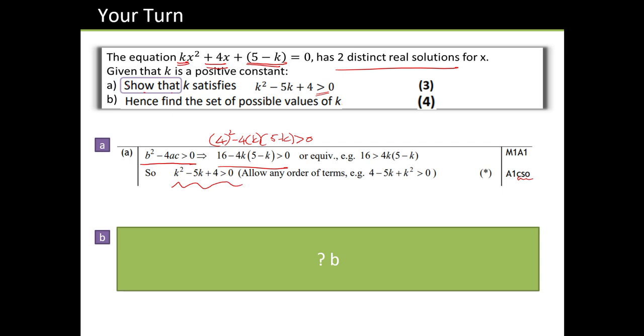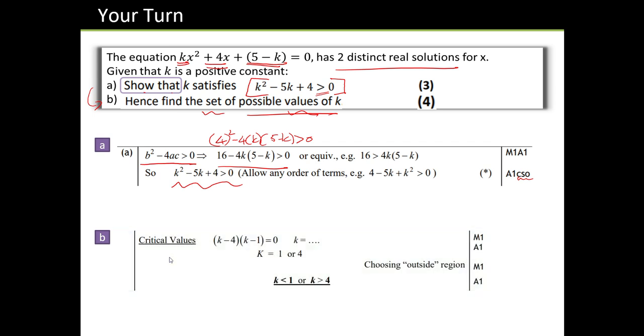So notice that even if you couldn't do part A, you could do part B. It says find the set of possible values of K. Now, set and values tend to mean inequalities. So really this was saying to you, solve this inequality. You have a mode on your calculator to do this, to check, but we need to be able to do it without. So 1 and 4, they're called your critical values, okay? So that should have been hopefully nice and easy to get. You often get marks for choosing the right region. This is the outside region.